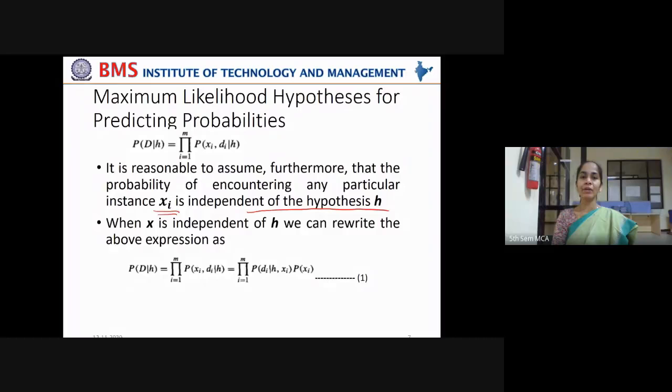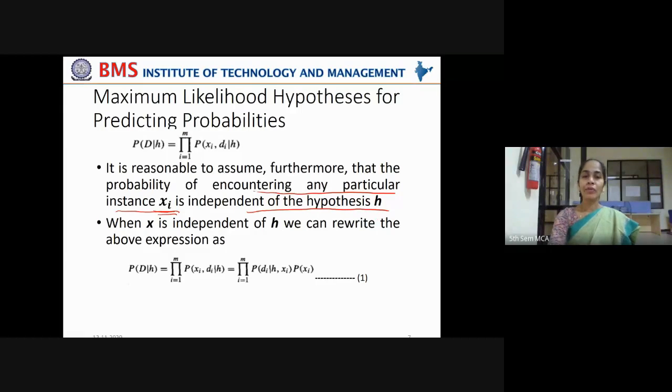Now we can assume this. Why? Because there are some patients who are not in compliance with the statement made. There are some patients, 8% of the patients, who have the same symptoms but are not recovering. For that, it is reasonable to assume, furthermore, that the probability of encountering any particular instance xi, that is the set of symptoms, for a patient is independent of the hypothesis h.